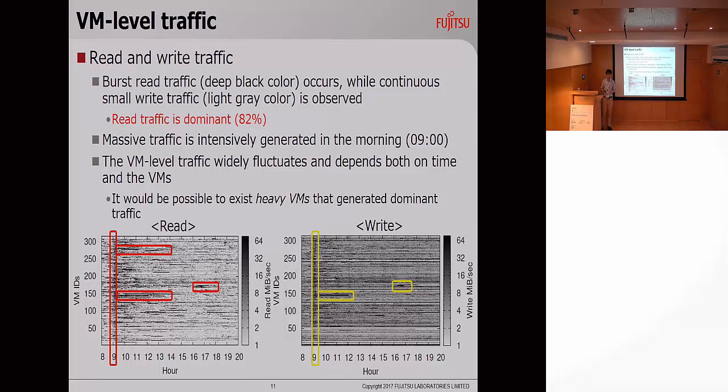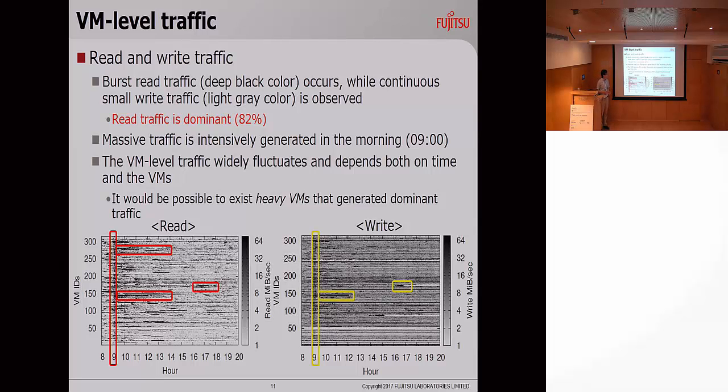From now on, I'd like to introduce our analysis results. Please look at these graphs. In these graphs, the x-axis is hours, the y-axis is VM IDs, and the color is MB per second throughput. In these graphs, there is burst read traffic like this, and in the result, read traffic is dominant. Moreover, in the morning, at 9 a.m., massive traffic is generated, as shown in this result.